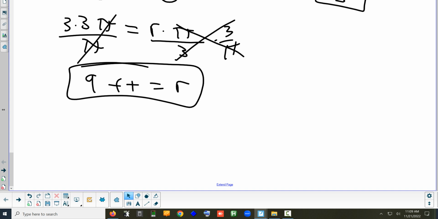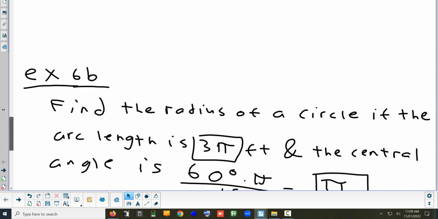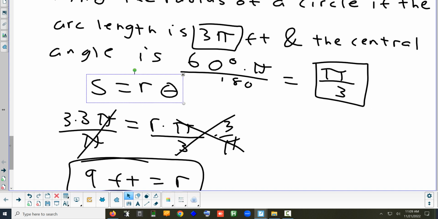So if you're ever solving for S, that's a length. If you're solving for R, that's a length. If you're solving for theta, that's an angle. Notice I didn't write RAD after the angle, because RAD is a unit where we know it's radians if you don't see the little degree circle.